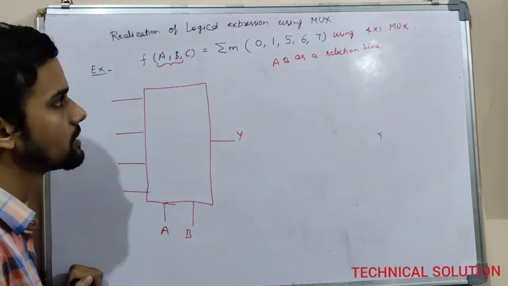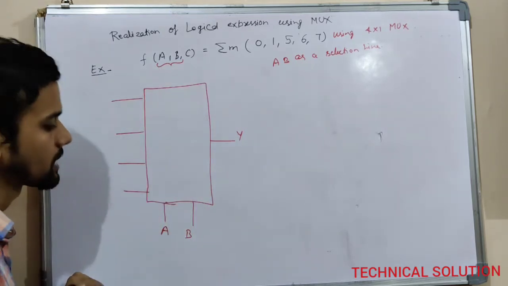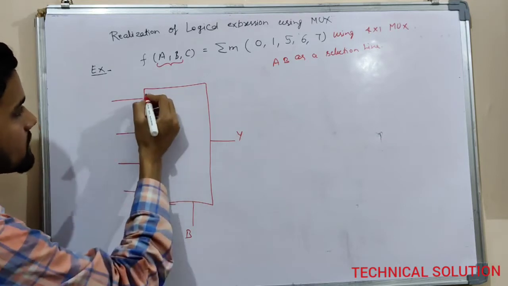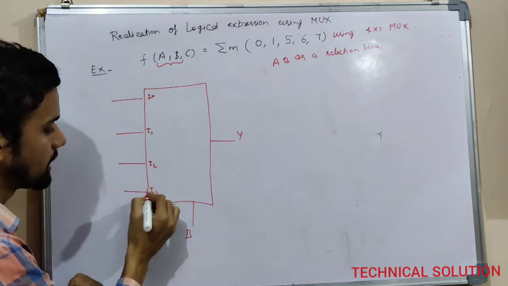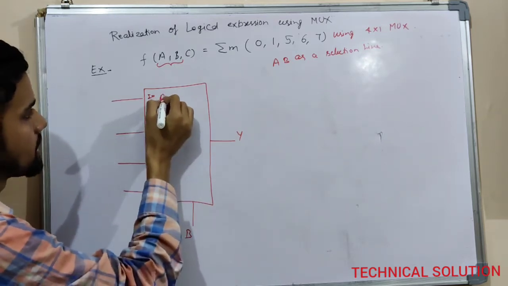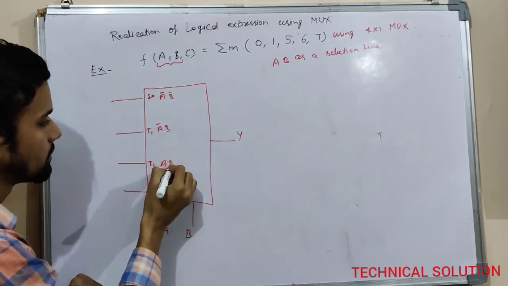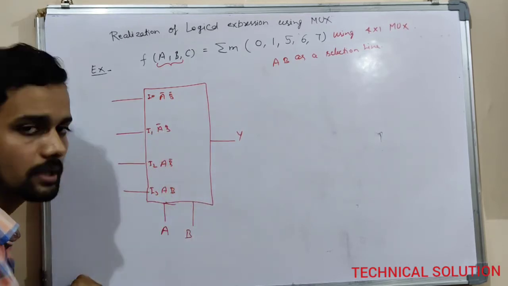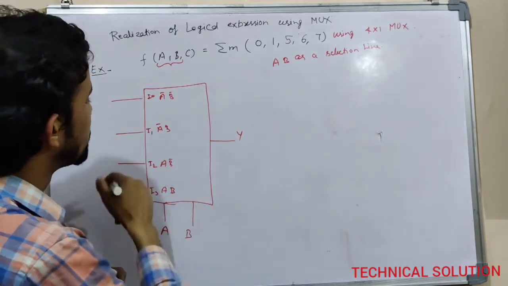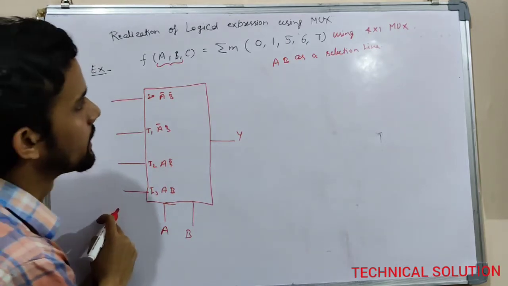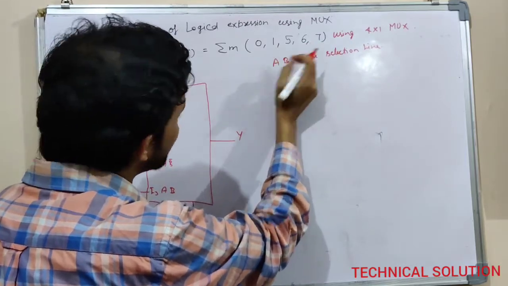Then how to design this expression using 4x1 mux? Okay, so this one corresponds to I0, I1, I2, and I3, whereas this is A bar B bar, A bar B, A B bar, and AB. Then we can't put this input here because here only 4 inputs are present, and here maximum we can have 8 inputs, but in this question we have 5 inputs.